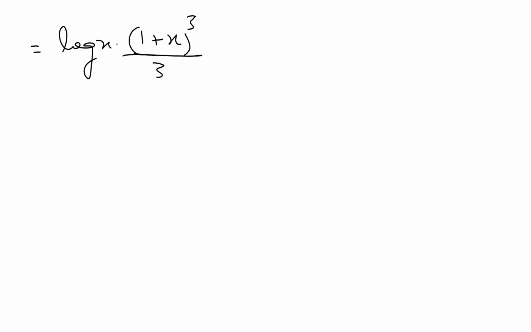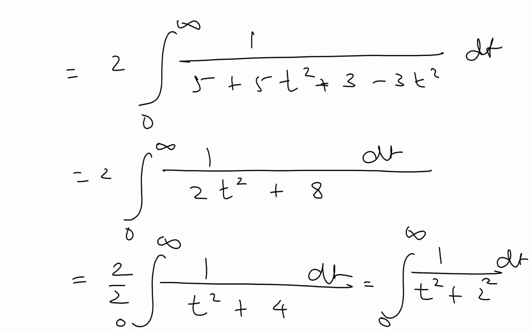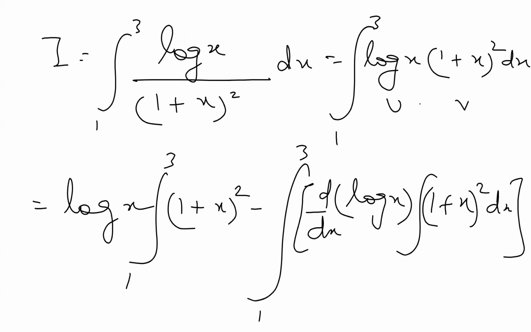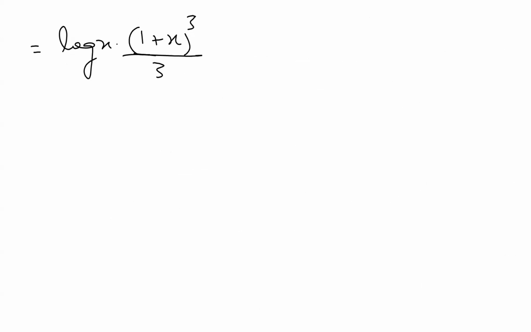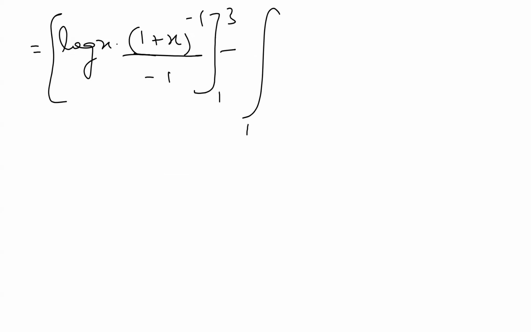Just a second. I think this should be minus 2, sorry. Okay. Yeah, so the integration of (1 plus x) raised to minus 2 will be (1 plus x) raised to minus 1 upon minus 1. Minus integration. Okay, this is box bracket 1 to 3.